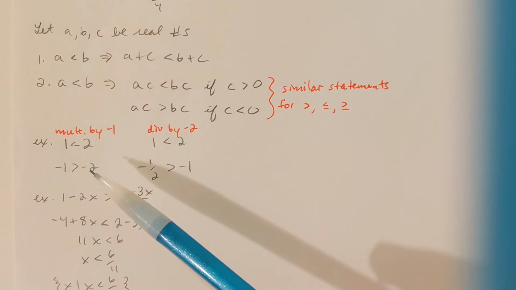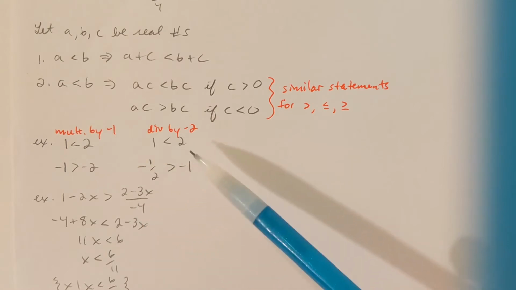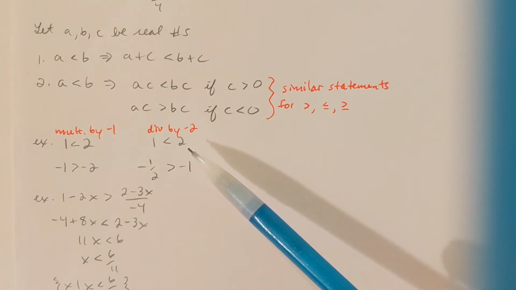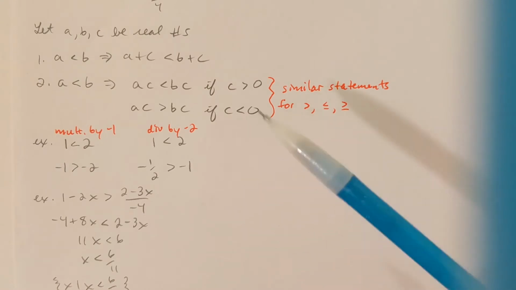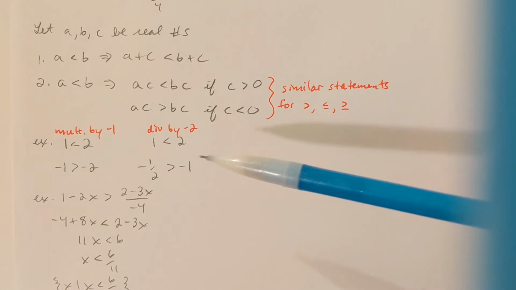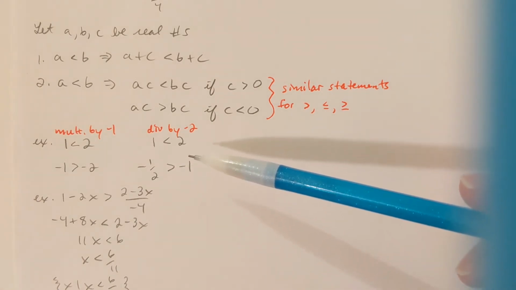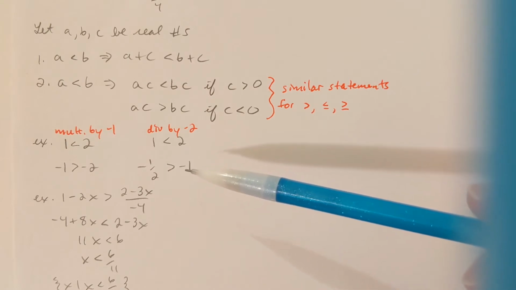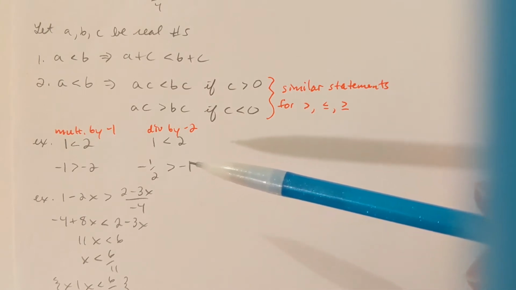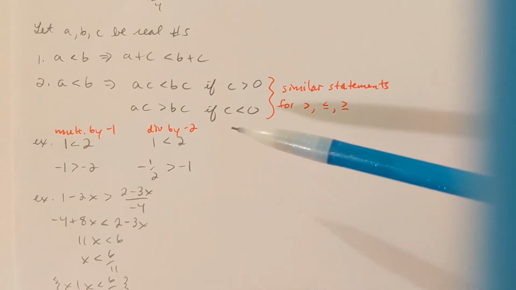As an example, suppose that 1 is less than 2. If we multiply that by negative 1, negative 1 is greater than negative 2. Same thing over here. If we have the statement 1 is less than 2, and we divide by negative 2 on both sides, negative 1/2 is greater than negative 1. So whenever you multiply or divide both sides by a negative, you've got to flip the sign.